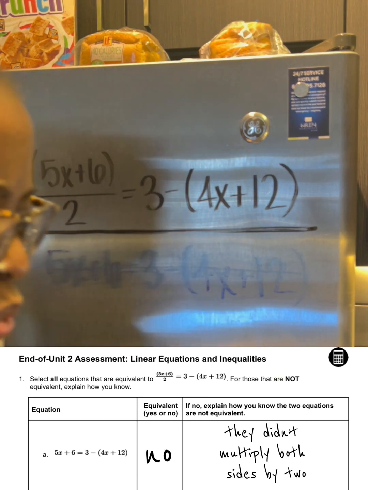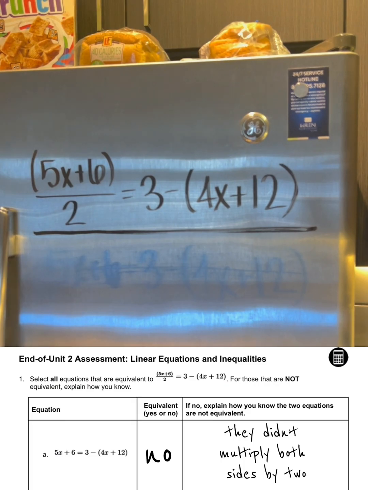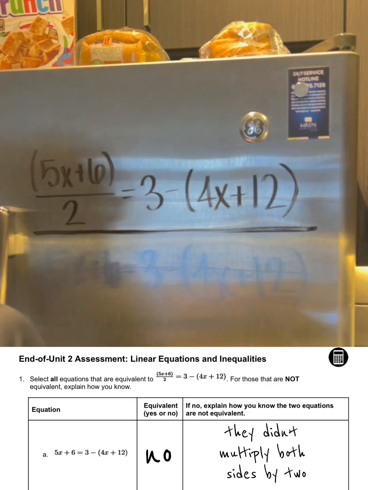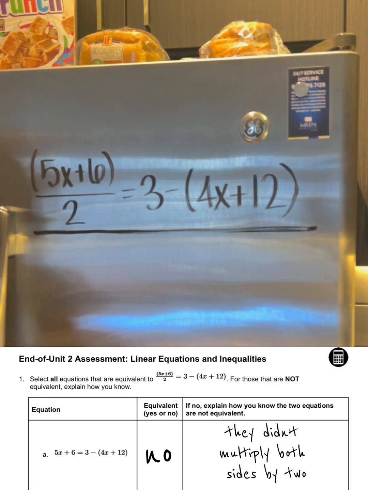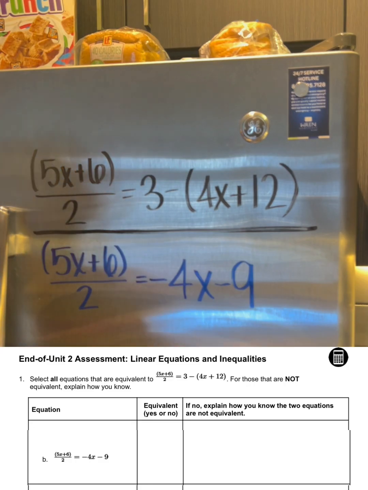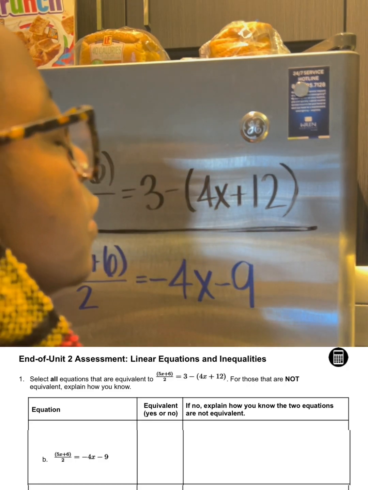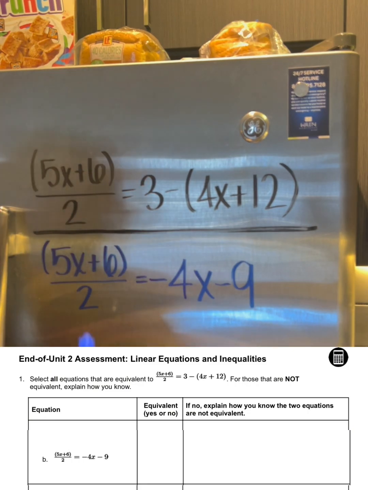Ooh. I don't like that. No me gusta eso. Hoodie, cuz it is for a reason in here. B. B is 5x plus 6 divided by 2 equals negative 4x minus 9.